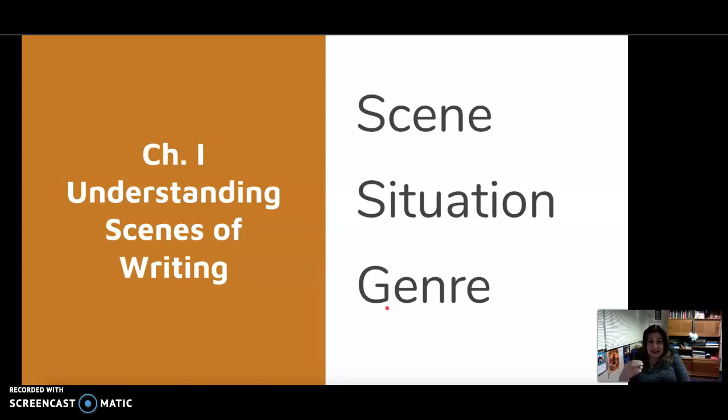Chapter 1, understanding scenes of writing. You should have a good understanding of what a scene is. That's the place. A situation or a rhetorical situation is the type of interaction that happens there. And then the genre is a type of interaction that has specific expectations with it. So there are patterns and features and expectations within each genre. So the scene is the big picture. Situation is the type of interaction, and there could be many different types. And then a genre is a type of communication or a type of category of something that has common expectations within it.